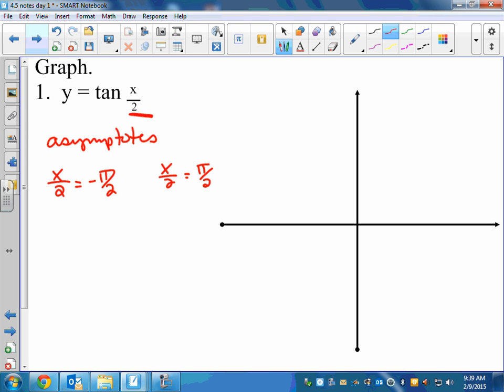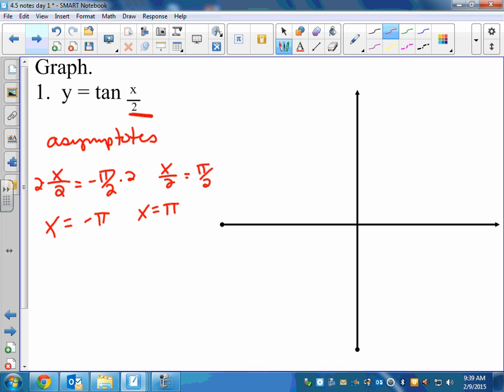What would I do to solve that? Solve for x, I would just multiply by 2, yes? And I would get x equals negative pi. Or make a proportion, that would work too. And over here, I would get x equals pi. Yes? So what does that mean?